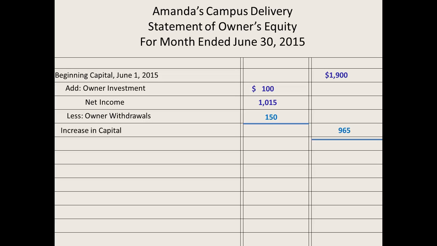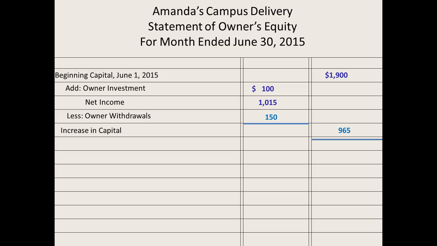Now that we've added the owner investment and we added the net income, the only thing left is owner withdrawals, and that needs to be subtracted. Owner withdrawals decrease equity, so we put the words less owner withdrawals. And that number came off of the worksheet, the owner withdrawal account. Now those three numbers, the owner investment, the net income, and the owner withdrawals, are over in the left-hand column, and that's the detail column. I have a line under there.